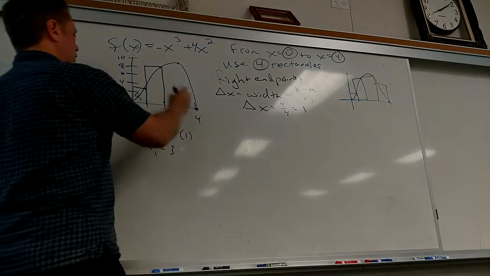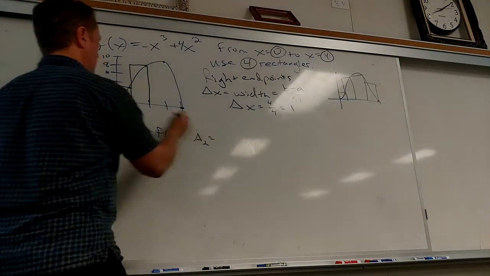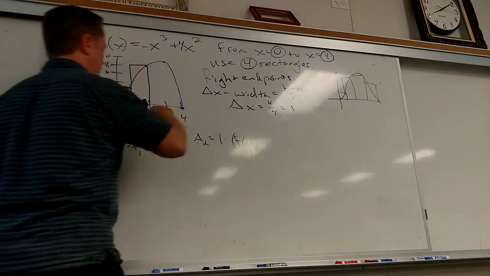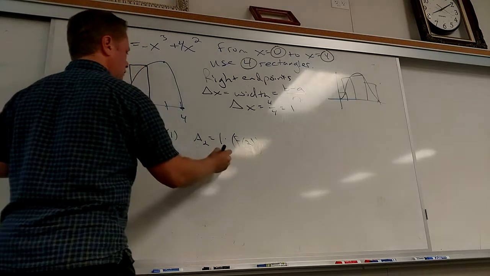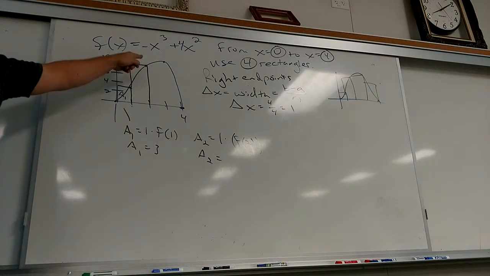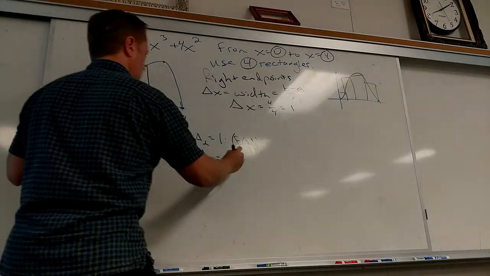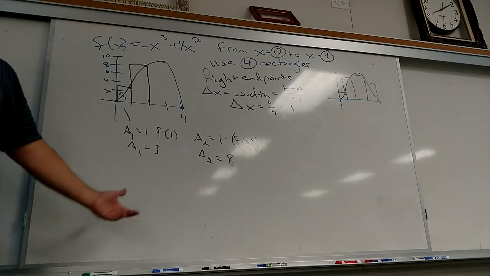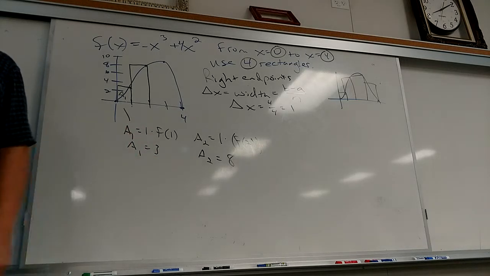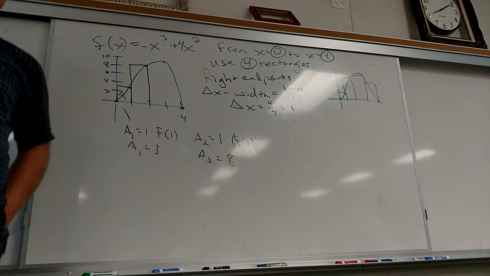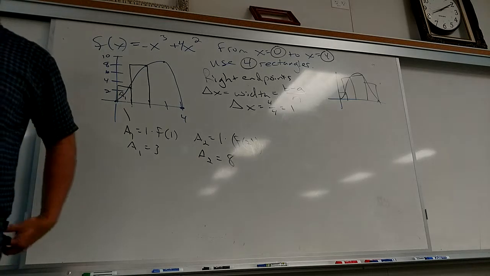So what's the second area? Still the width is 1, so it's always 1 times, in this case, f of 2. And what was f of 2? F of 2 is 8. I like it. And then I keep going. So you know I'm not going to give you a problem where I give you 47 rectangles. That's just busy work to go crazy. I will give you infinite rectangles, but you don't have to do each one then, so that's not busy work.